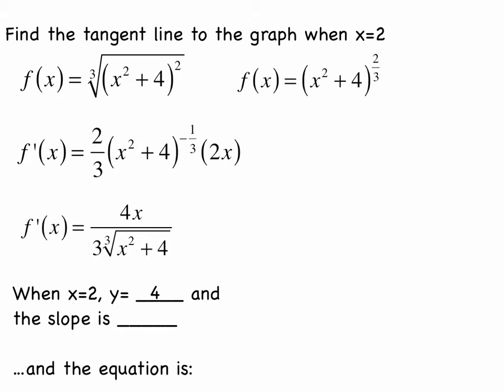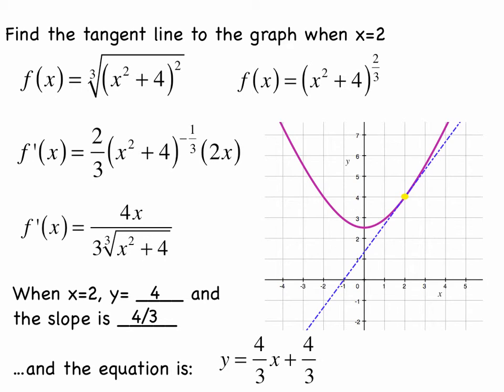Now I need a slope, and we took the derivative and found the equation for the slope. So we plug in 2 into the derivative, and we find that the slope is going to be 8/6, which when you simplify, it's 4/3. So now we have a point, 2, 4, and we have a slope, 4/3. You should be able to write the equation. So the equation is y equals 4/3 x plus 4/3.